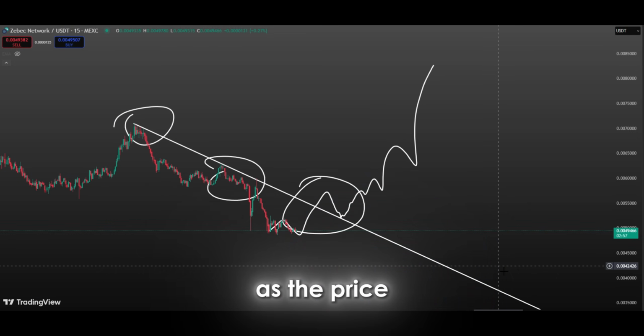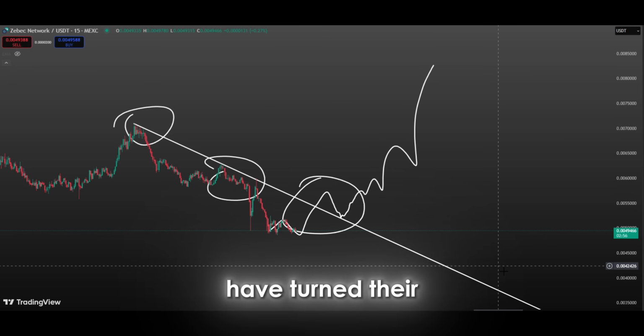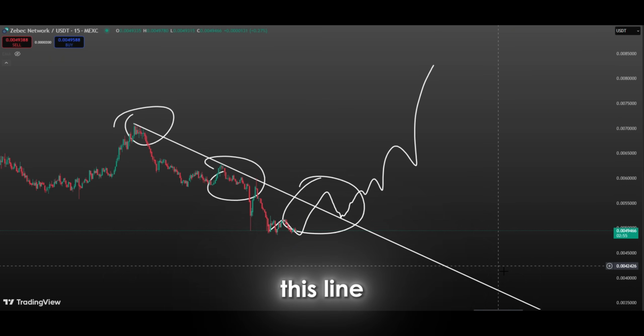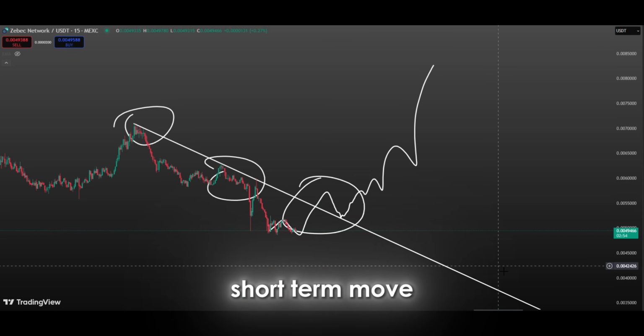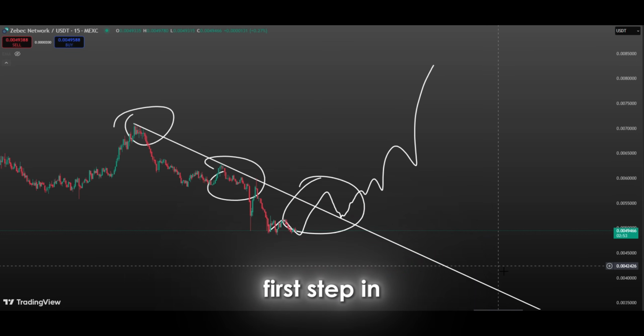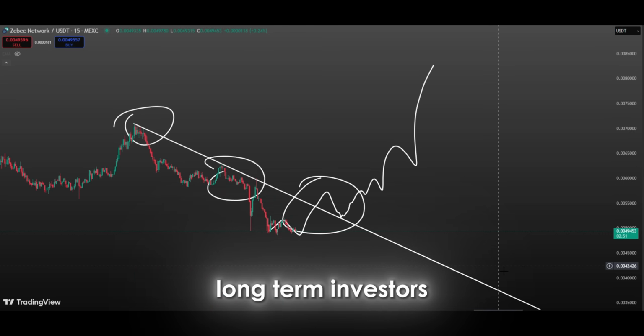At the moment, as the price is approaching the falling trend line, market participants have turned their eyes back to this critical level. If there are strong closes above this line, it could be not only a short-term move, but also the first step in a long-term trend reversal. This would be a positive signal for both traders and medium to long-term investors.